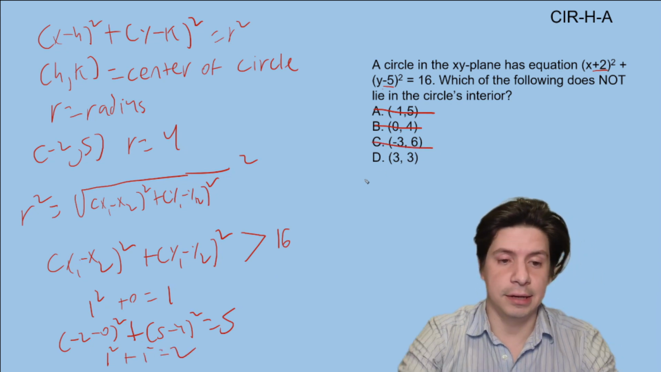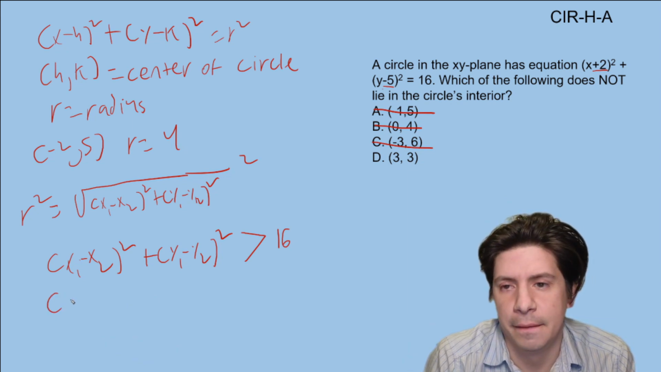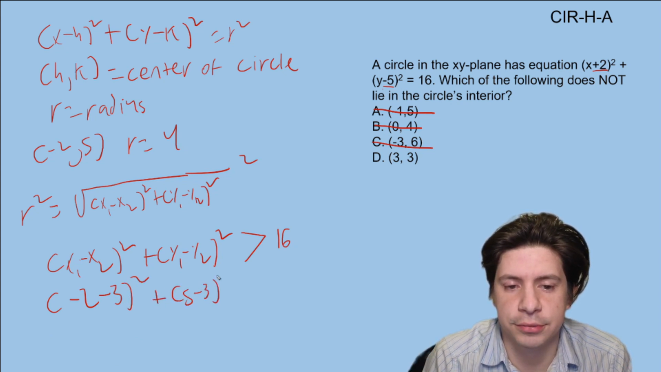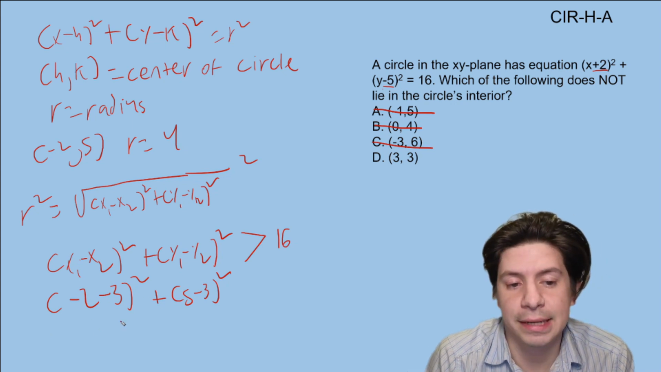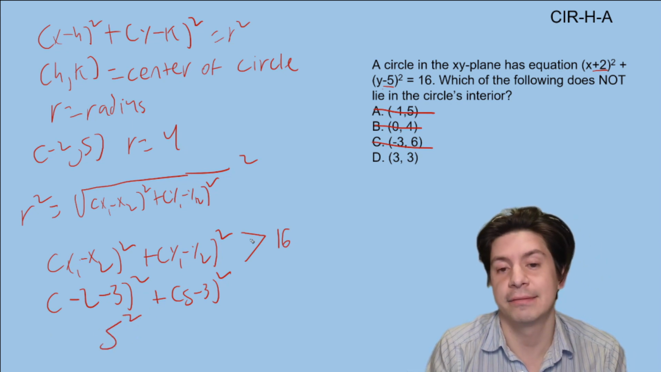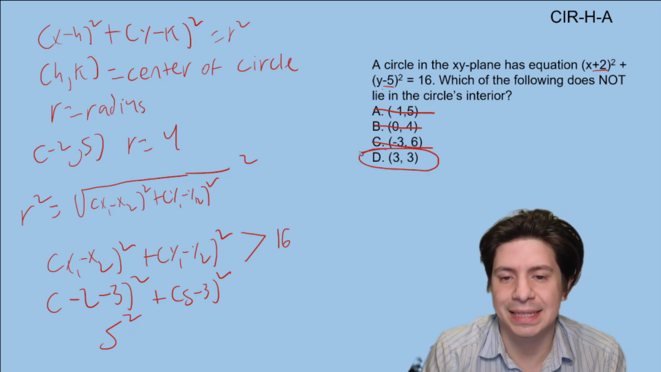Let's test it out after I erase a bit. So in D, we'll do negative 2 minus 3 squared plus 5 minus 3 squared. And that already gives us 5 here, so that's already big enough to know. So 5 squared, that gives us 25. We don't have to keep going because it's already bigger. So it will be D.